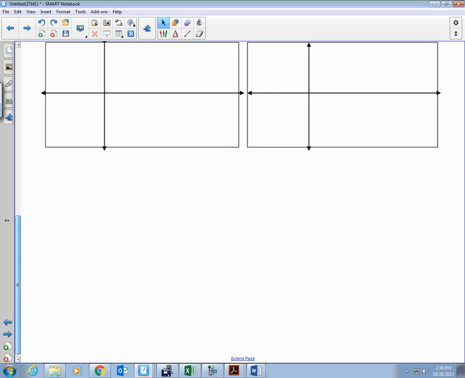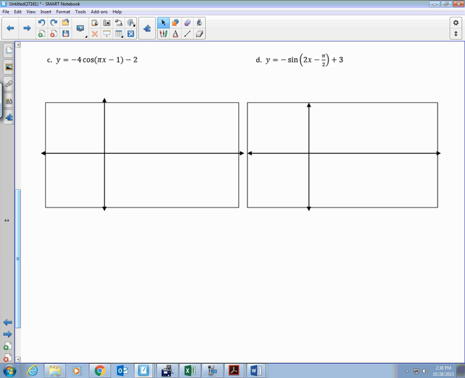All right, we're going to try D. We're going to move on from C over to D. What's the vertical shift? 3. So what I do is I mark off 3. 1, 2, 3. What's the amplitude? 1. The amplitude is the absolute value in front of sine. So absolute value -1 is +1. So this is my vertical shift through 3.